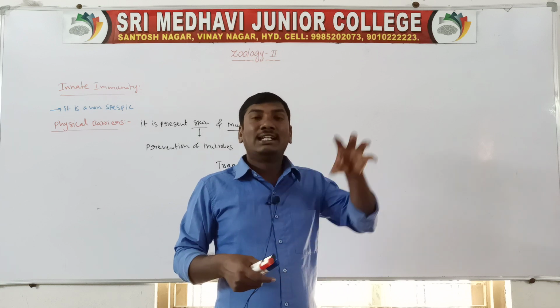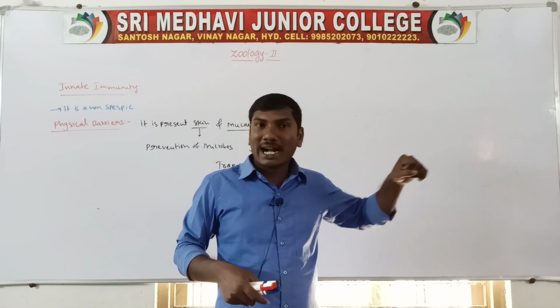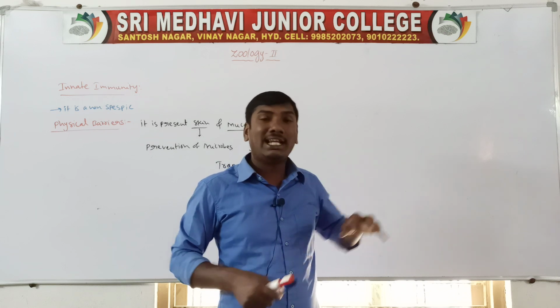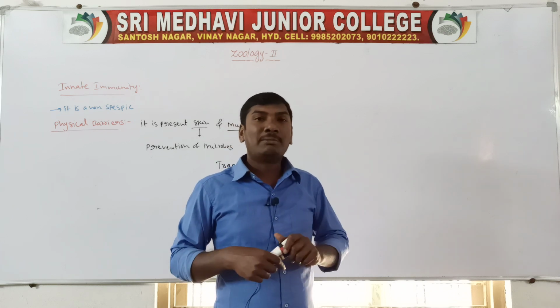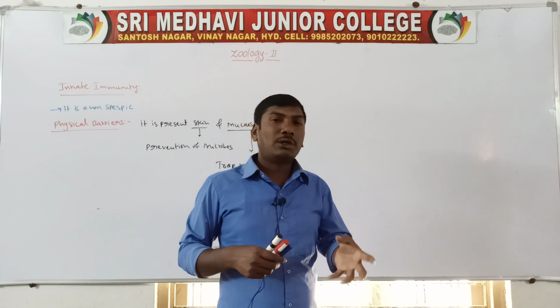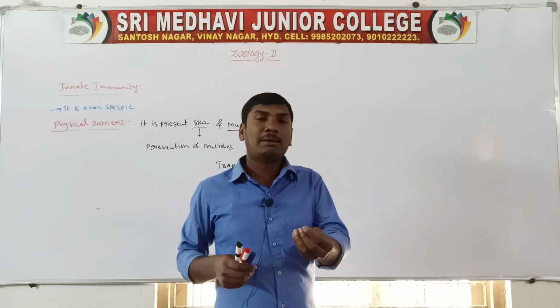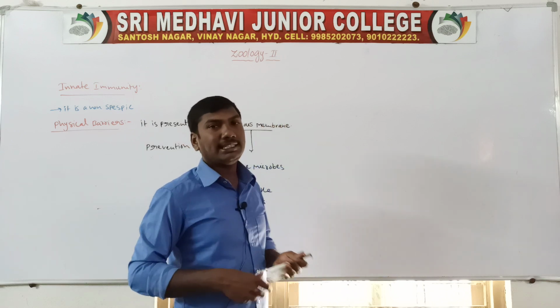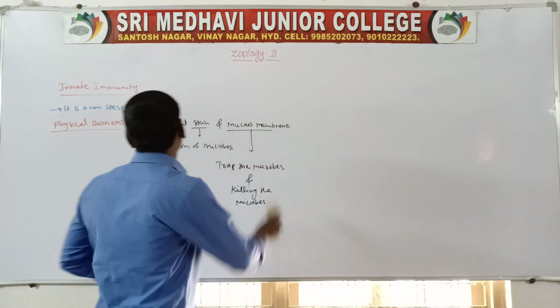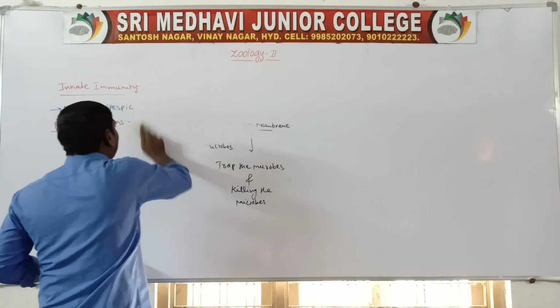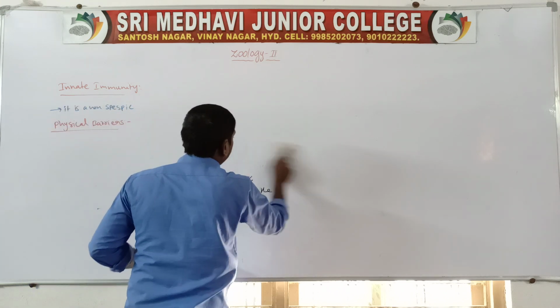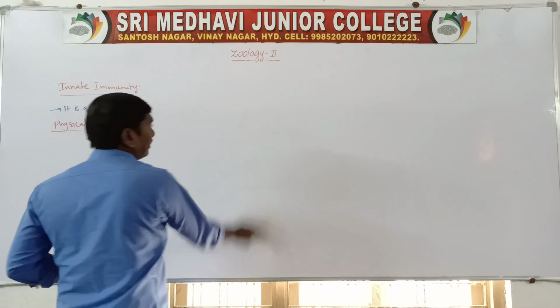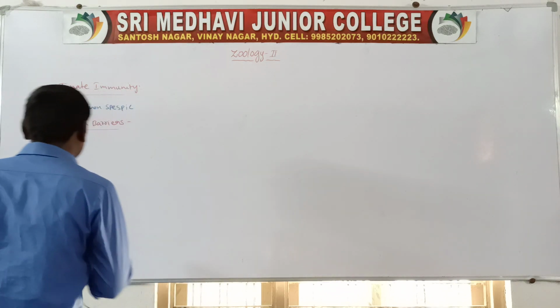So these physical barriers function like this. First, the skin prevents microbes from entering into our body, protecting us. Next, the mucous membrane traps the microorganisms and kills them. So they are the physical barriers. Next, the second one, physiological barriers.